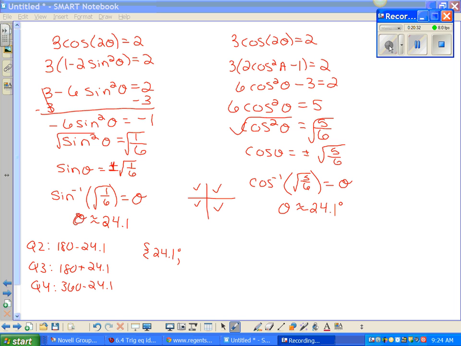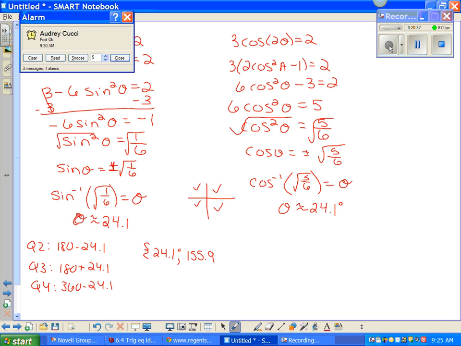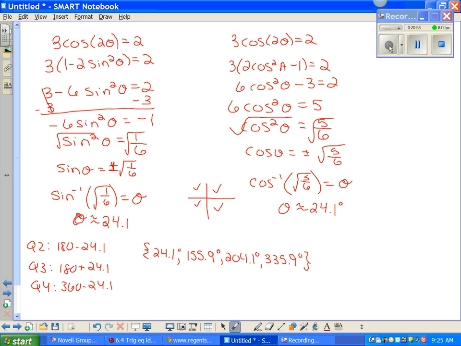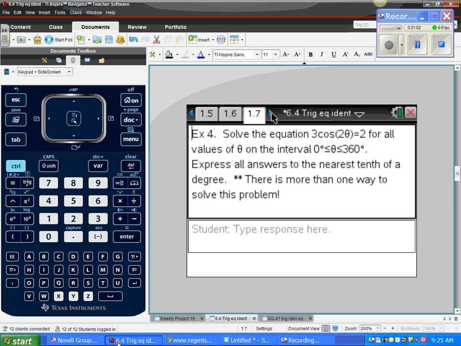Okay, what'd you get in quadrant 2? 155.9. Quadrant 3? Quadrant 4? Good. Questions? Concerns? We're going to do lots of practice. We get the hang of it? You know what you're looking for now, right? You're looking for those identities to figure out what you can plug in.